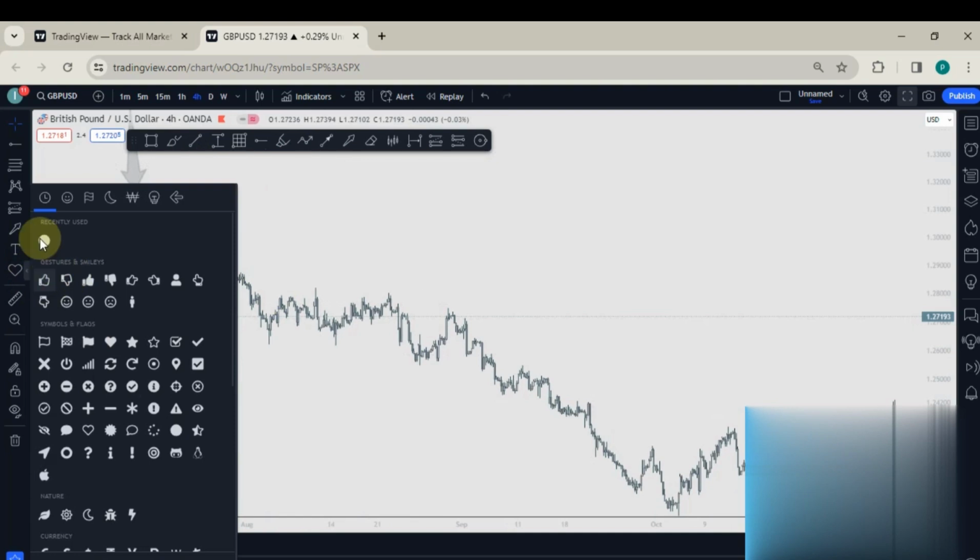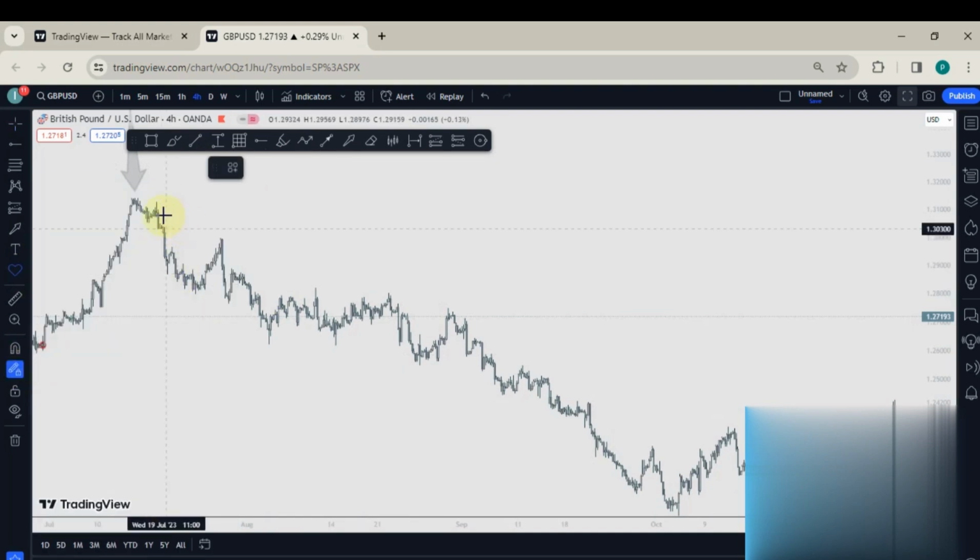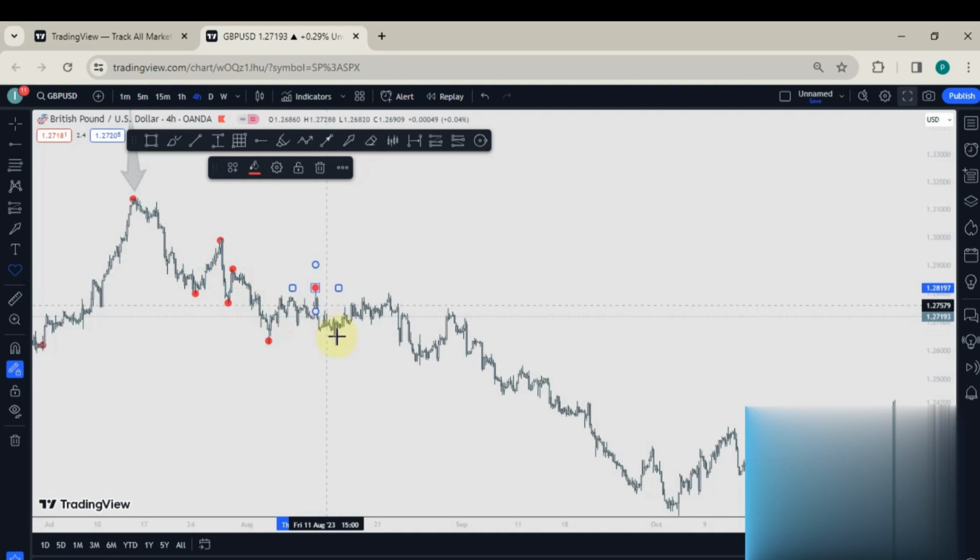Then I'm gonna take my tool to mark my swing points. As you can see, we have our higher high, our higher low, our higher low, our lower low, our higher low, our lower low, our higher low, our lower low, our higher low, our lower low, and so on and so on, guys. We're marking what? Our swing points here.